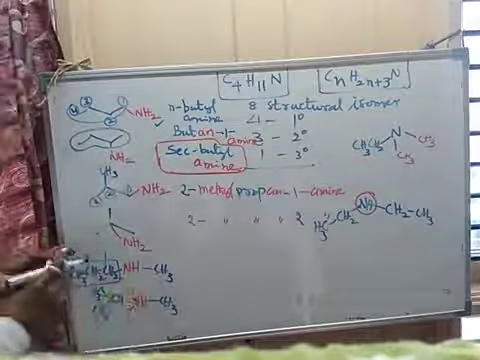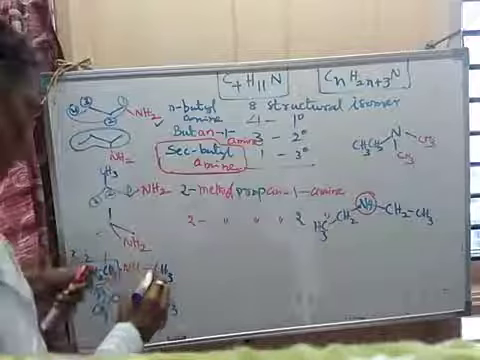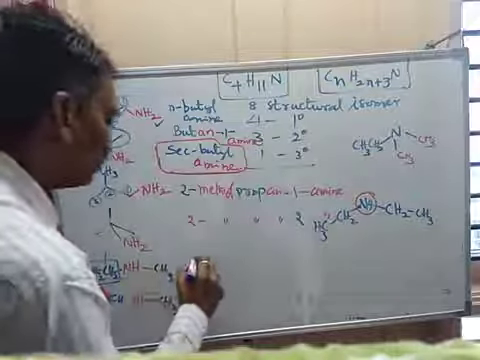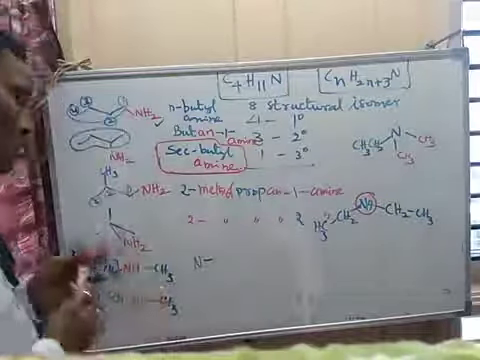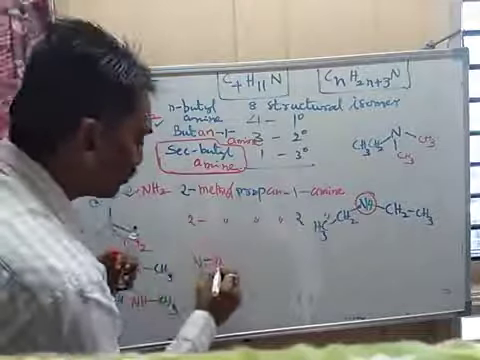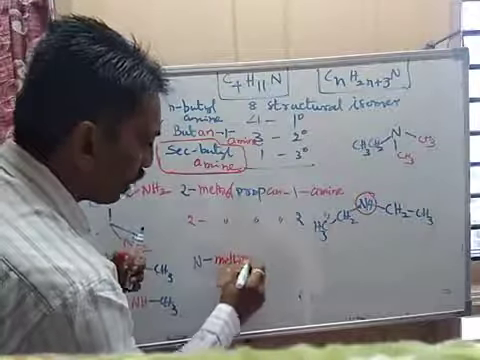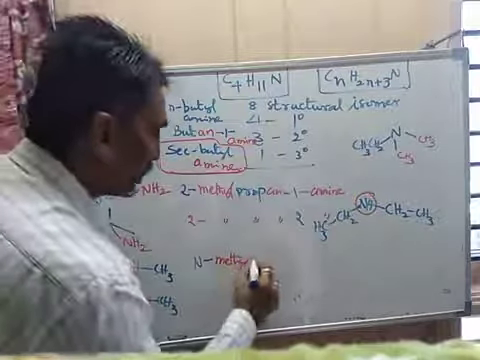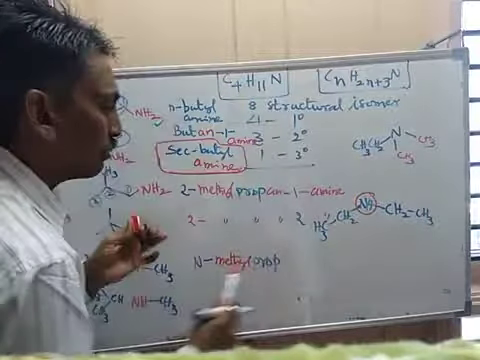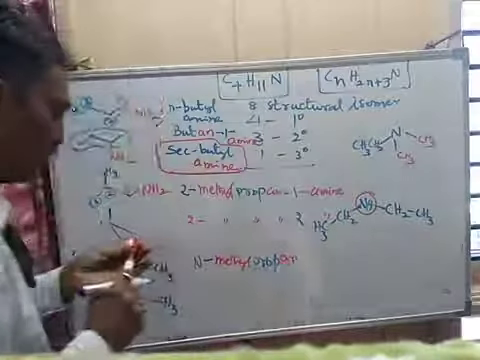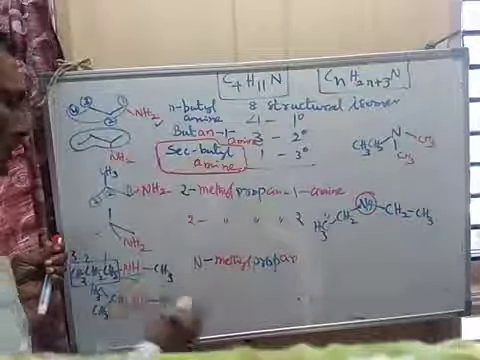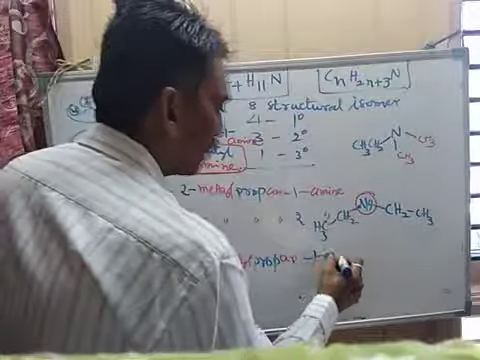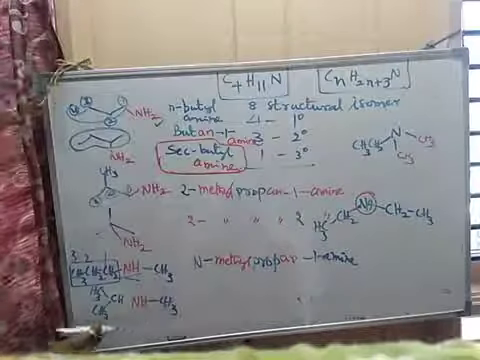Now take the IUPAC name, dear friends. That is N, nitrogen containing a methyl group, N-methyl. Propane, a 3 carbon chain, prop, with single bonds, AN, propane. Where is the functional group attached? On the first carbon, 1-amine. Here, how do you do the numbering?